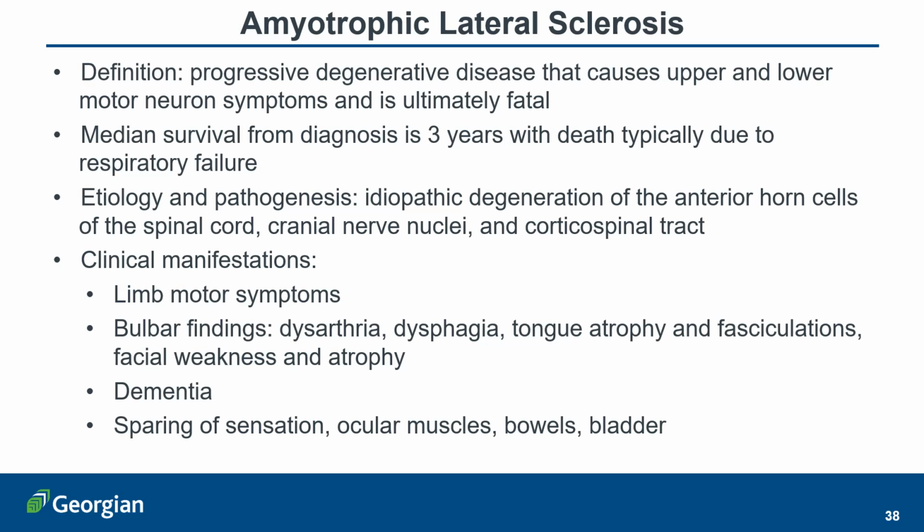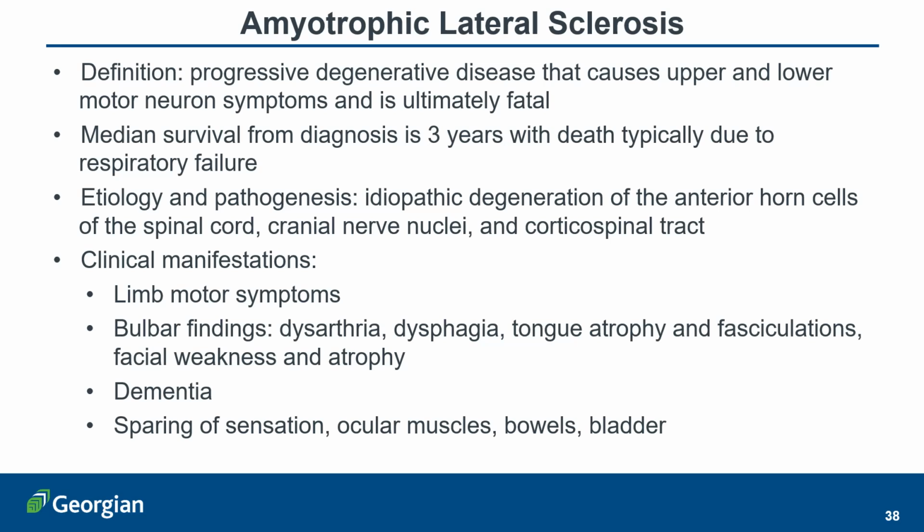Lastly, amyotrophic lateral sclerosis, also known as Lou Gehrig's disease, is a progressive degenerative disease that causes both upper and lower motor neuron symptoms and is ultimately fatal. The median survival from the time of diagnosis is only 3 years, with death typically due to respiratory failure. In terms of the epidemiology and pathogenesis of ALS, it is the idiopathic degeneration of the anterior horn cells of the spinal cord, and if you remember from your A&P, the anterior horn of the spinal cord brings out the motor neurons, and consequently it is a motor neuron disorder. ALS can also affect the cranial nerve nuclei as well as the corticospinal tract.